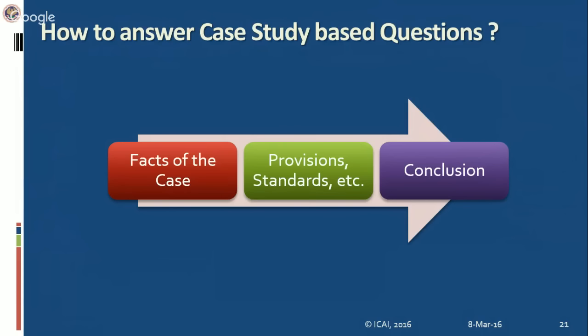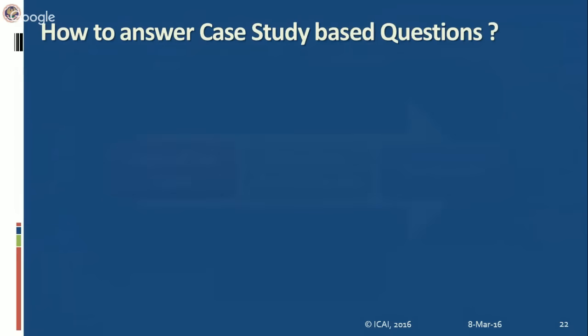So if you write the relevant law, standard, etc., then come to the conclusion part. Write down the complete facts in your own language, in brief, in 1-2 lines. Then give the relevant legislation, relevant law in support of the facts of the case. Write a big paragraph on that, and then write the conclusion part. This is how you should handle the case-based study questions.